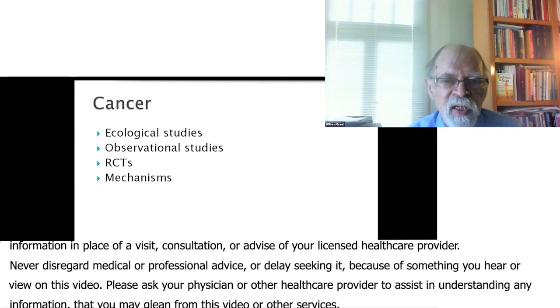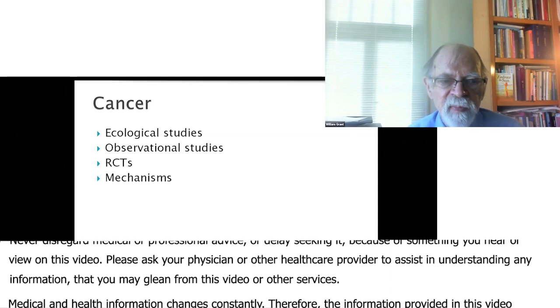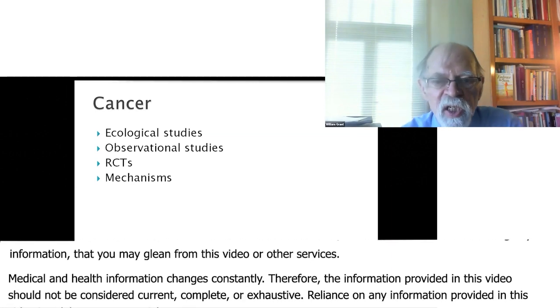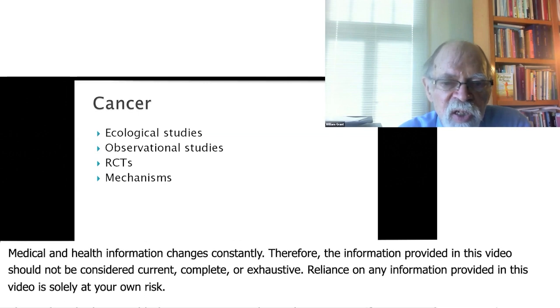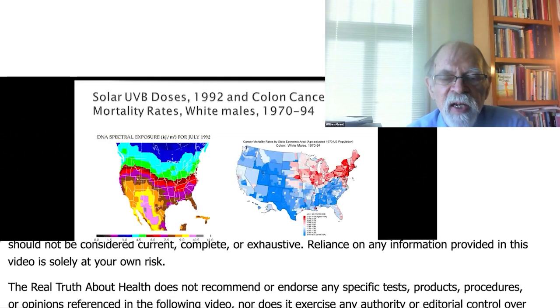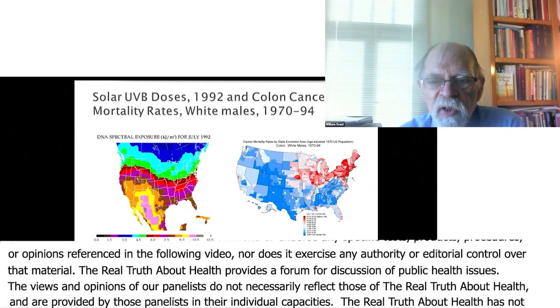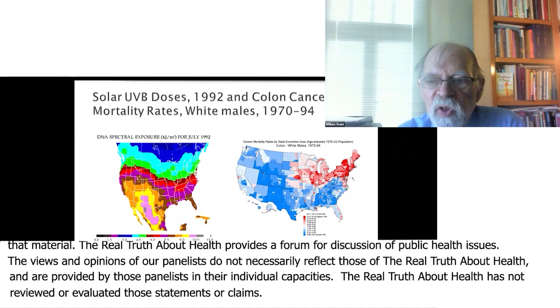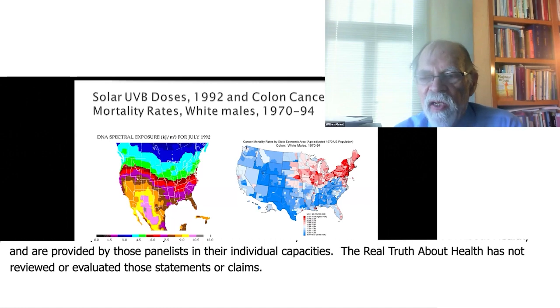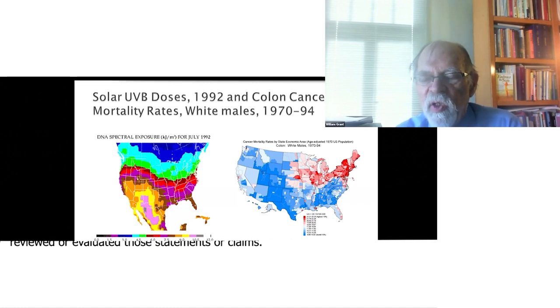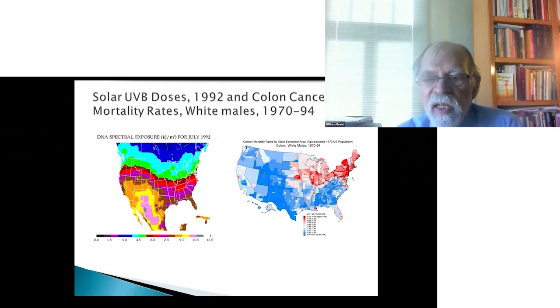I cut my teeth on cancer and vitamin D. So the ecological studies, observational, RCTs, and the mechanisms. Here is some of the data I used in a paper I published in 2002. So when the Atlas of Cancer Mortality Rate was published in 1999 by the National Institute of Cancer, they showed mortality rates by state economic areas for about 30 types of cancer.